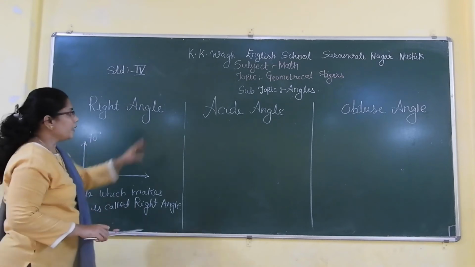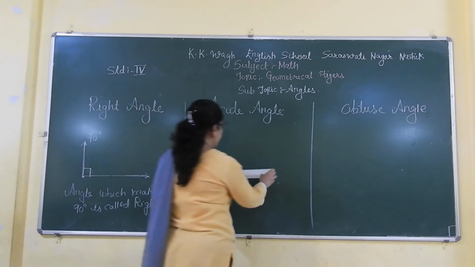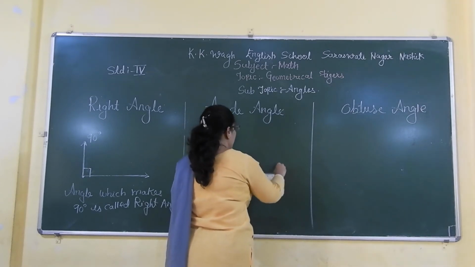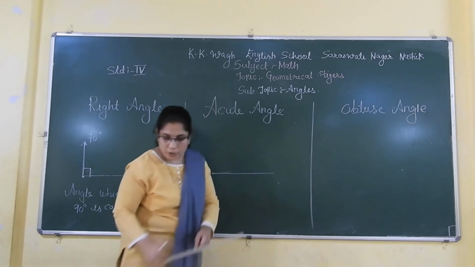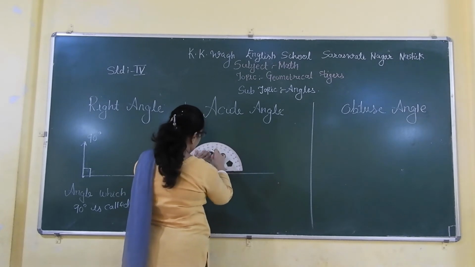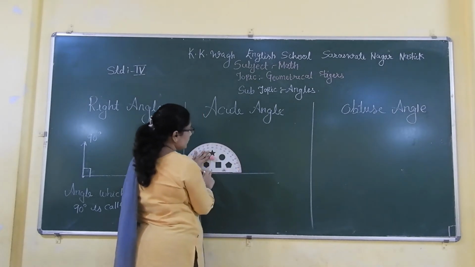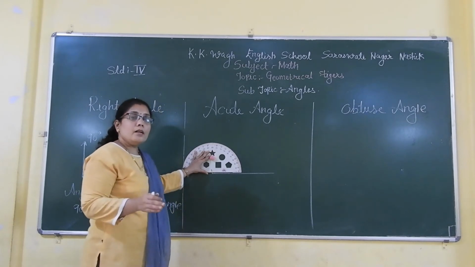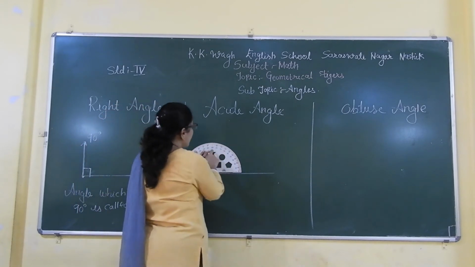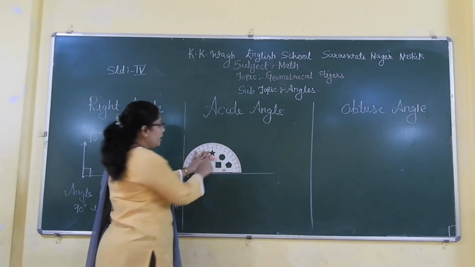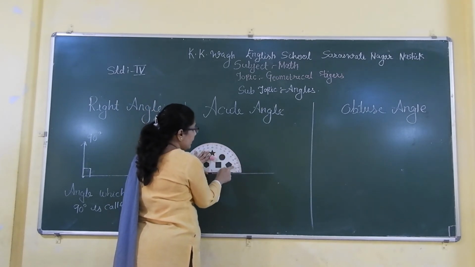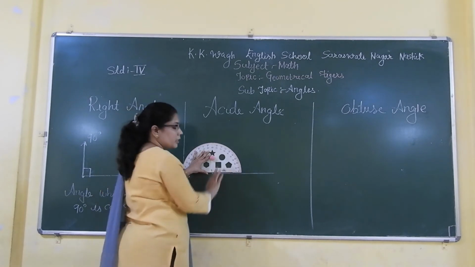Now we will see how to make an acute angle. Again you have to draw a line here like this. You will draw a line here like this. Again you place this arrow on one point here and you measure. What is an acute angle? Angle which is less than 90 degrees is called an acute angle. 90 degrees means right angle and less than 90 degrees may be 80 degrees, 70 degrees, 60, 50, 40, 30, 20, 10. Anything it can be but not 0 degrees.